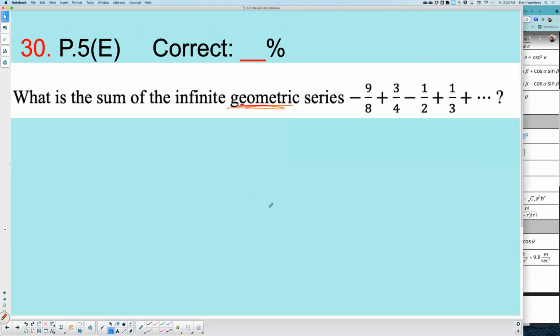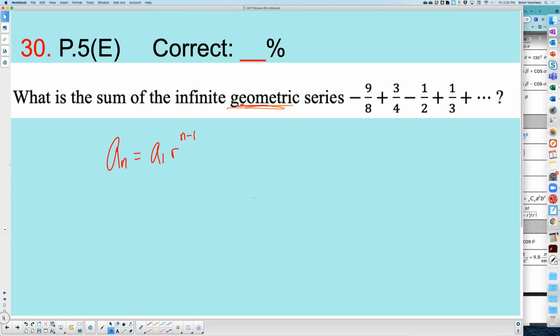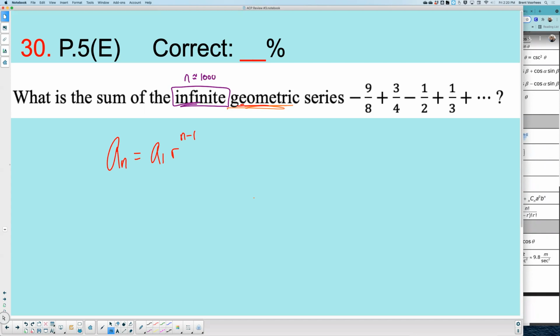I don't have to write down both. We know it's the geometric, which says AN equals A1 R to the power of n minus 1. Are there any other key words up in the instructions? I hear infinite. What's important about infinite? N is going to be, we're just going to say it's approximately 1,000, because infinity is not a real number. Very good. Any other keywords?